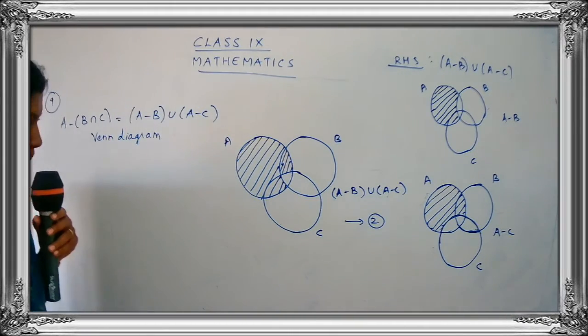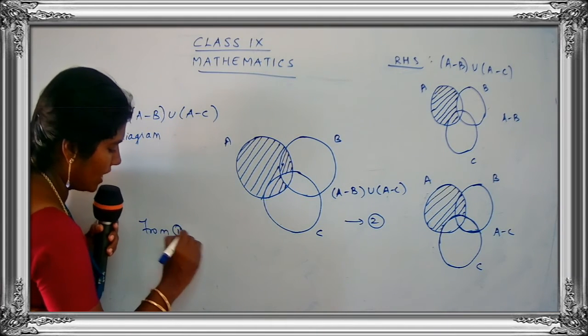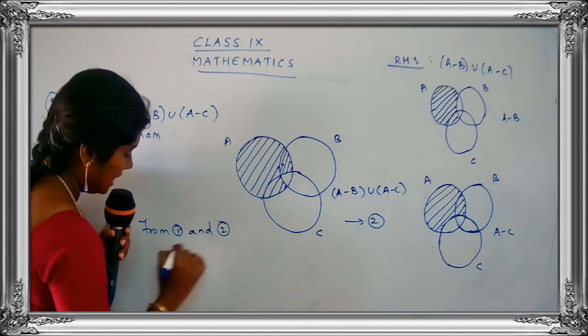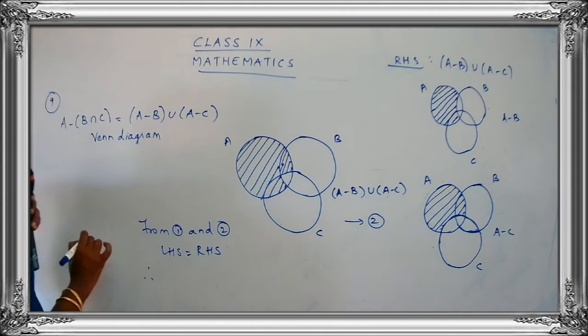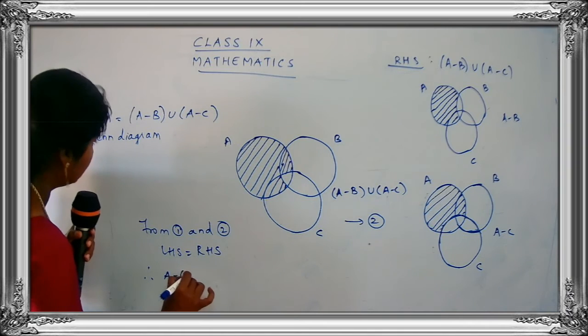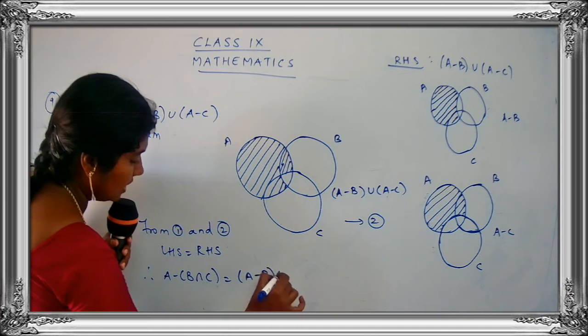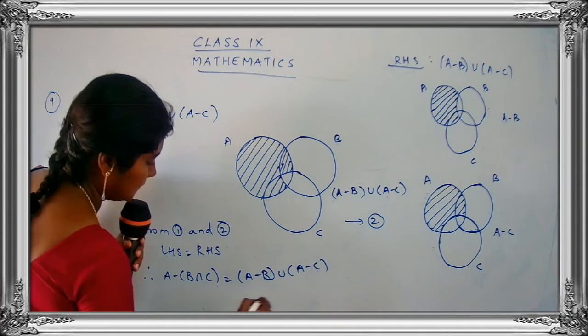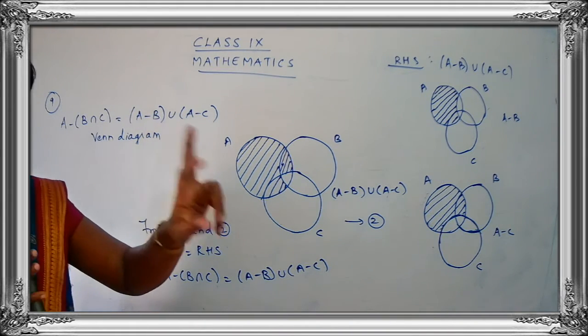Put this as number 2. So you have to write the final statement. From 1 and 2, LHS is equal to RHS. Therefore, A minus B intersection C is equal to A minus B union A minus C. So we have completed our sum number 9. So we have proved. So you just see your figure number 1.